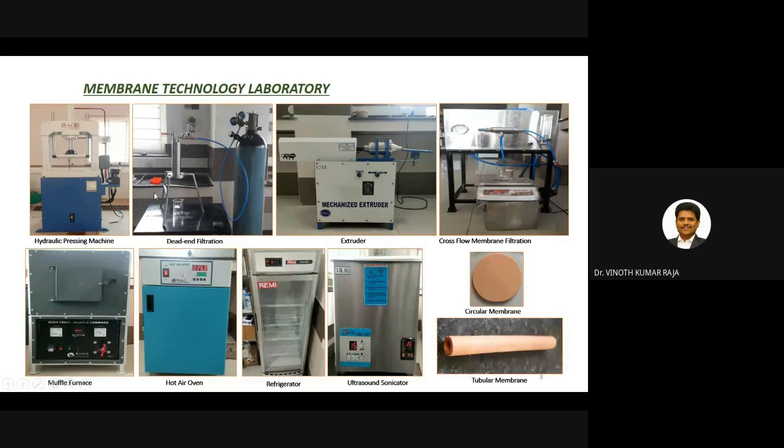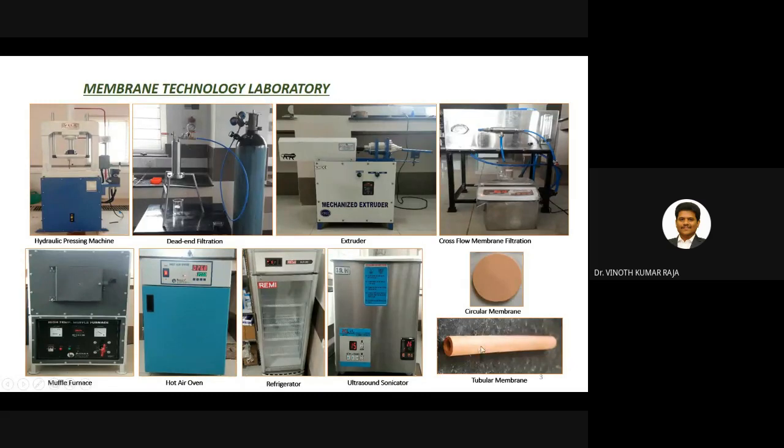So this membrane can be kept here. That is a dead-end filtration. In the introduction of membrane technology, I have explained the mode of operation. That is dead-end filtration, where the feed will be perpendicular to the membrane surface, normal to the membrane surface. Here we fix the membrane, the pressure is applied, and we can collect the permeate from here. So for making the membrane, you need the hydraulic press, hot air oven, and muffle furnace, and to test the water flux, or to do some application, like treatment of wastewater or separation of any liquid phase, you need this setup also. This is the dead-end filtration setup.